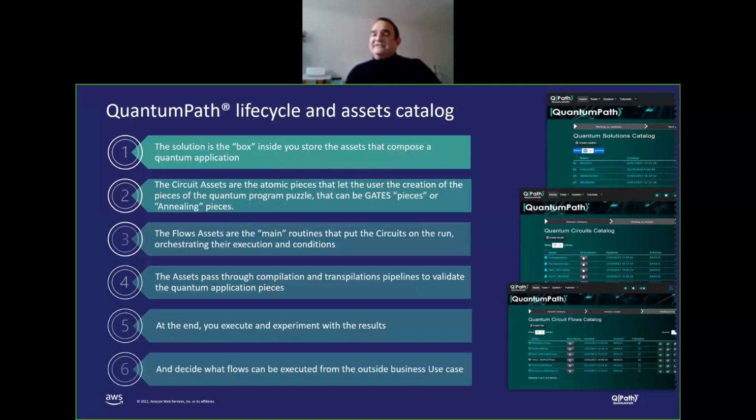Okay, the QuantumPath life cycle at the end is the flow you must follow to create a solution. First of all, we have to create a solution. The next step is to create the assets. In the assets part, we can create two kinds of objects, the circuits and the flows.